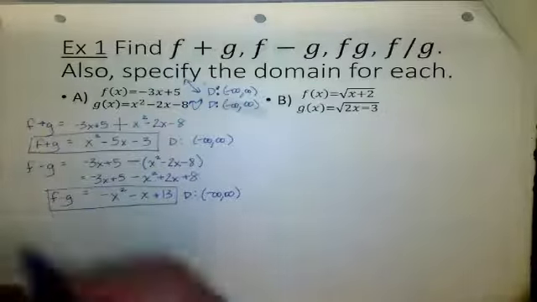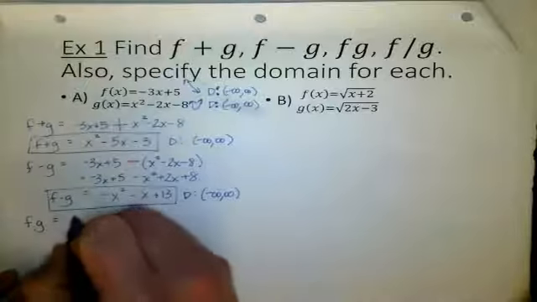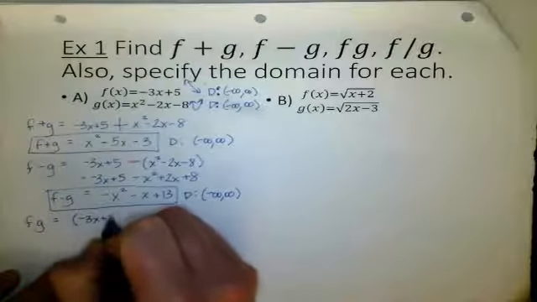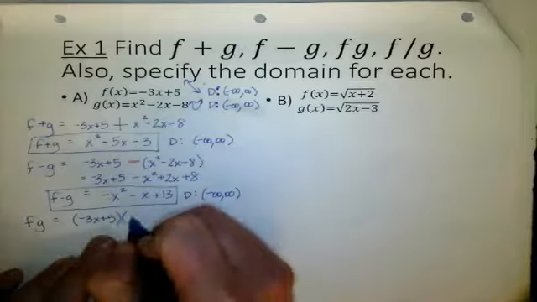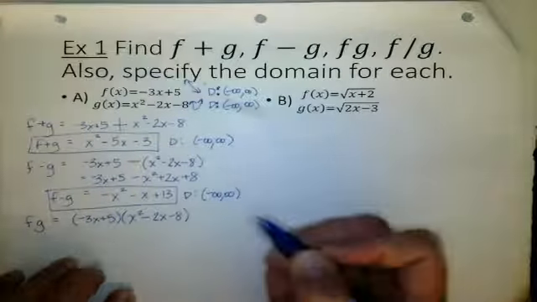All right, so FG means multiply. So we're going to take negative 3x plus 5 and multiply it times g, x squared minus 2. This is boring. Sorry.